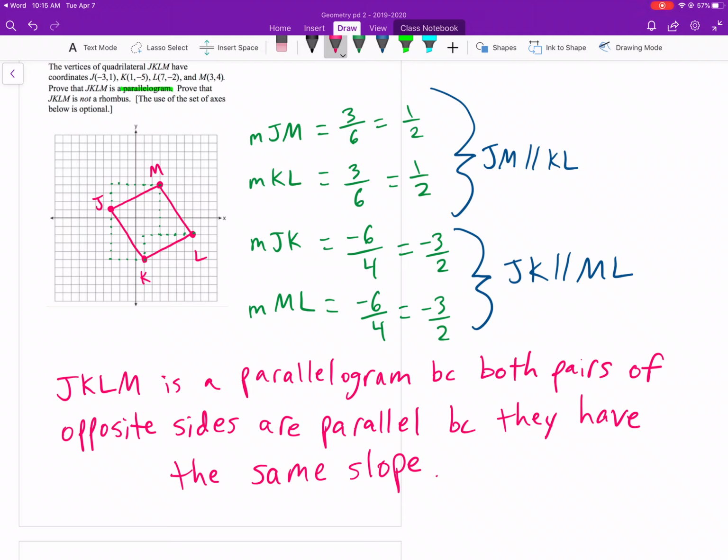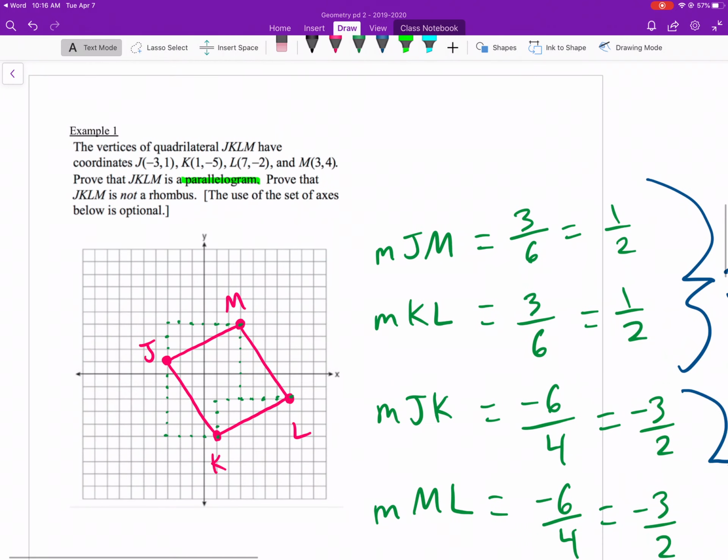Alright, so both pairs of opposite sides are parallel because they got the same slope. So we showed it's a parallelogram. Now in addition to this would probably get us 2 points. We also need to show that it is not a rhombus. Prove that it is not a rhombus.